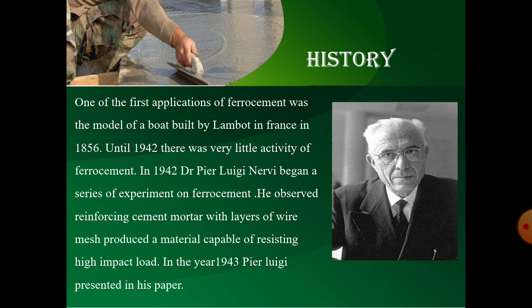Now history. One of the first applications of this ferrocement was a model of a boat which was built by Lambert in France in 1856. Until 1942, there was a very little activity of ferrocement, and in 1942, a scientist, that is Nervi, began a series of experiments, and he found that cement mortar with layers of this mesh produced a material which is capable of resisting high impact load. So after that, this ferrocement came into use in common.